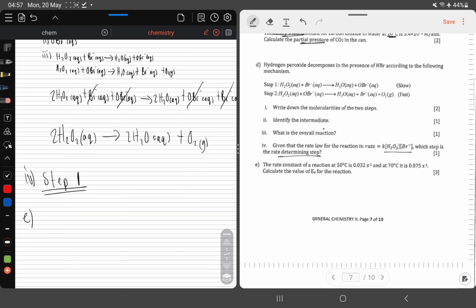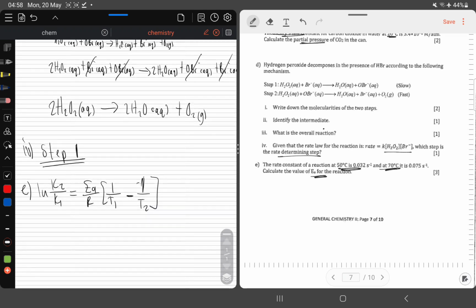Now let's go to E. The rate constant is blah, blah, blah. Calculate the value of EA. So the moment I see myself having two temperatures and they're talking about EA and rate constant, I'm going to use the Arrhenius equation that says ln K2 over K1 is equal to EA over R multiplying 1 over T1 minus 1 over T2. And here they want the value of EA.